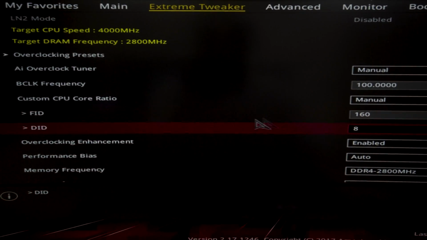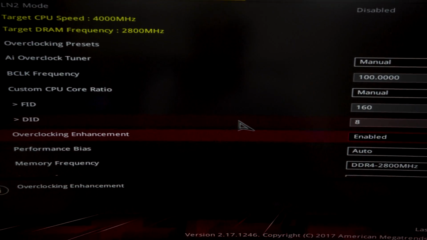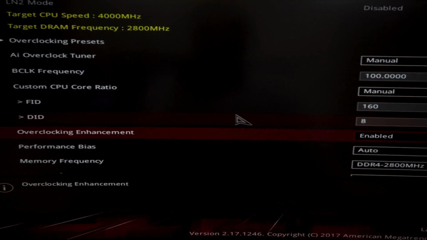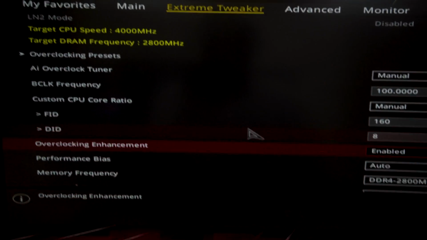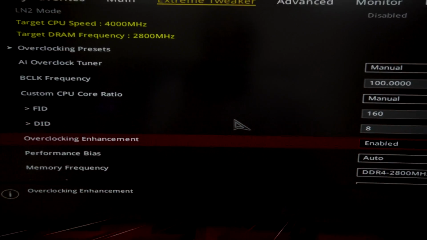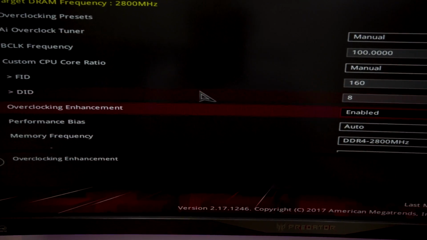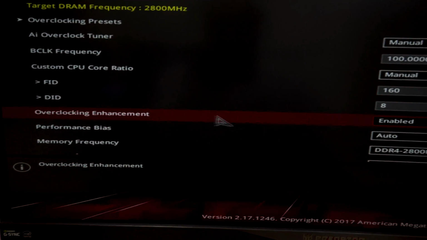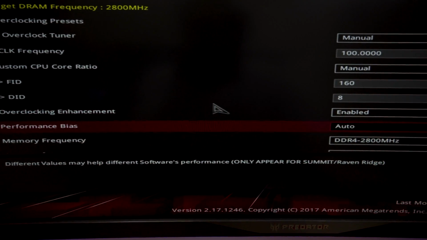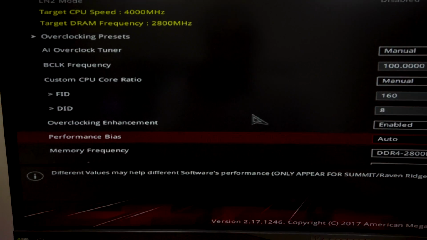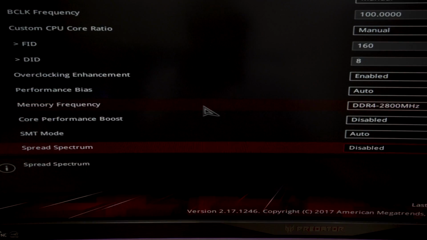You'd have really lost out badly on the silicon lottery. It is conceivable that you might get stuck at 3.9, but given that I managed to get the very basic Ryzen 7 1700 up to 3.9, and it's effectively the same architecture, these are binned cores. You should be able to hit 4 gigahertz relatively comfortably. Overclocking enhancement, no surprises there. You're going to want that switched on. Performance bias, that's to do with performance in particular benchmarks. You shouldn't really need to mess around with that too much.